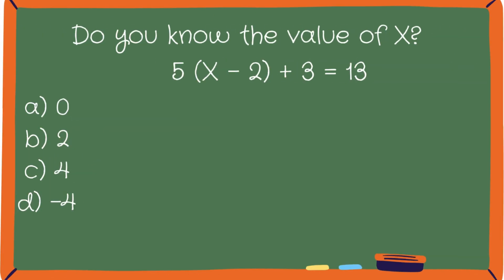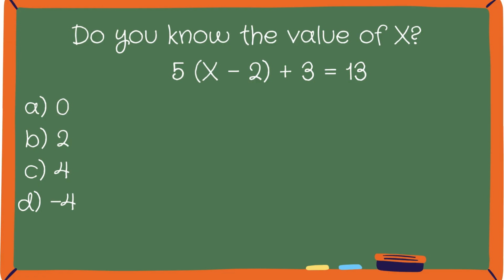Don't make a mistake when solving this equation. Look, 5, which multiplies a parenthesis, inside which we have x minus 2. Then plus 3 is equal to 13. What will the value of x be? Option A, 0, B, 2, C, 4, or D, minus 4. I want to know your answer, so pause the video, try to solve it, and write your answer in the comments. I'm sure many will get it right, because this is very easy.